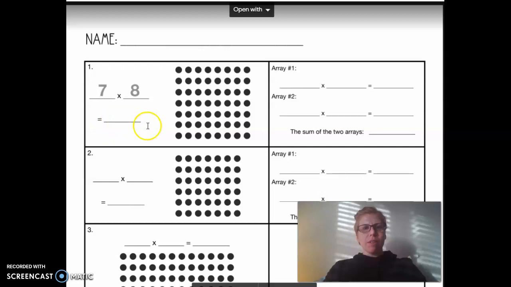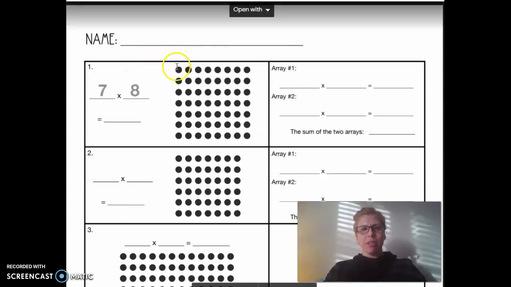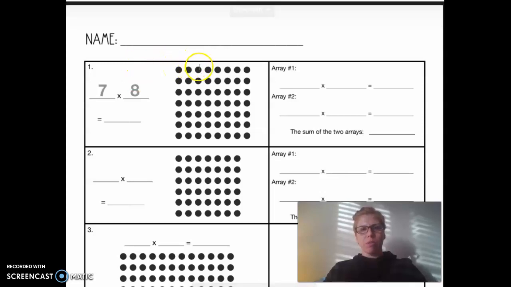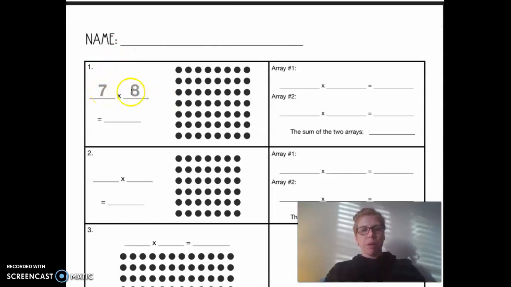All right, in front of us on number 1 we have the multiplication problem 7 times 8. And I see that that matches this array. This array is 1, 2, 3, 4, 5, 6, 7, 8 wide, and 1, 2, 3, 4, 5, 6, 7 tall. So on this piece of paper that you'll be doing, you need to first fill in the multiplication problem that matches the array. It's already given to you in this first one, but make sure on all the other problems you write it out.